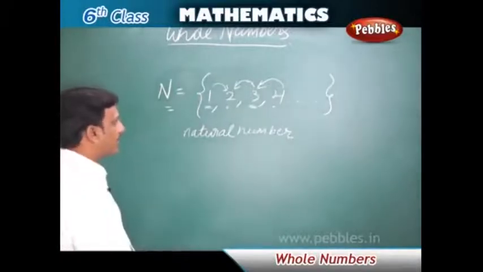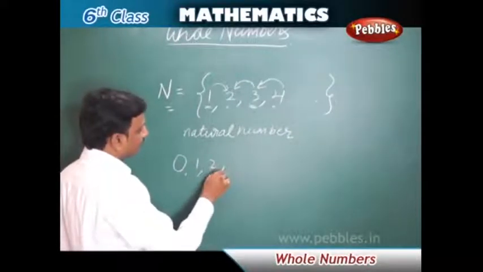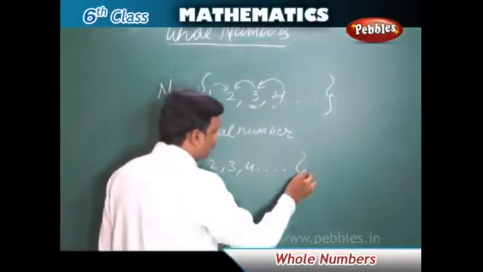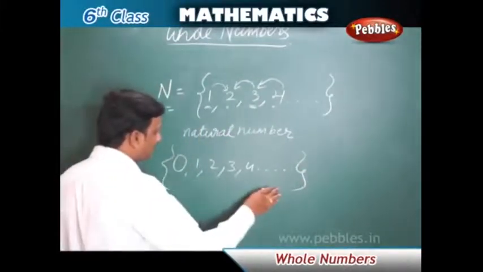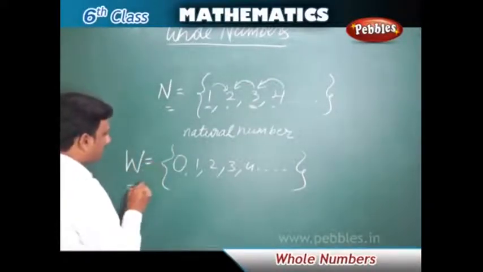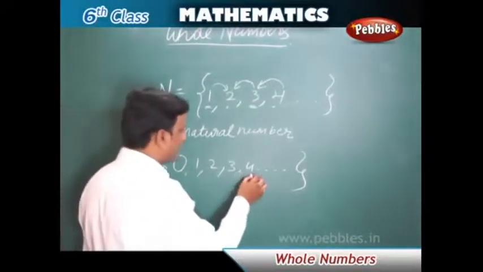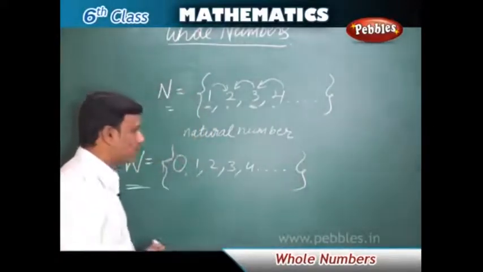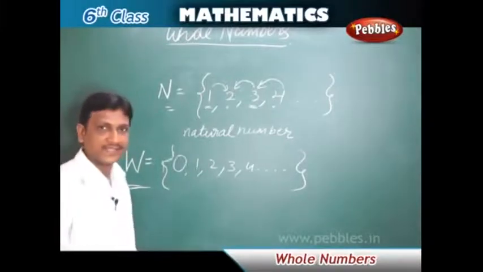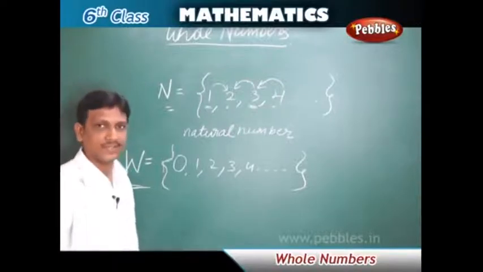Now, if we add 0 to the collection of natural numbers, we call this set the natural numbers with 0, whole numbers, and we denote it with the letter W. So this is the set of whole numbers 0, 1, 2, 3, 4, and so on. So the set of natural numbers including 0, we call whole numbers. In this chapter, we are going to learn about these whole numbers.